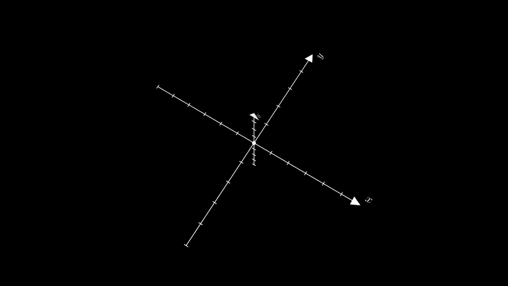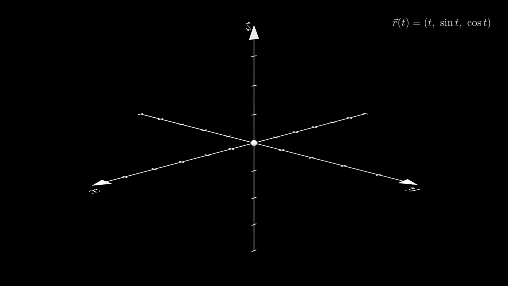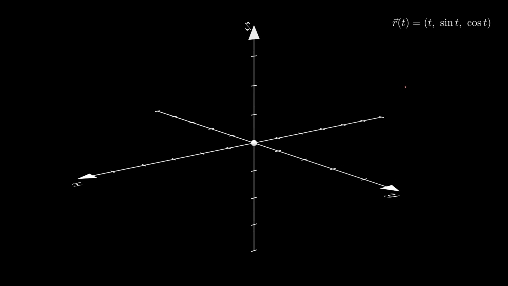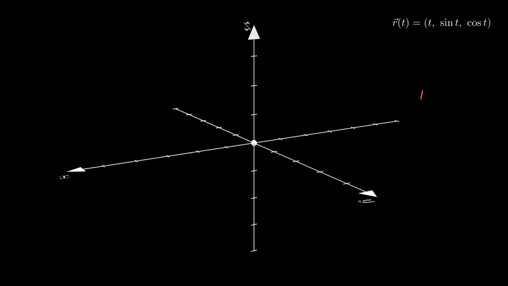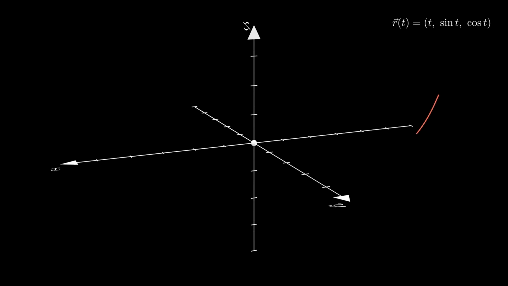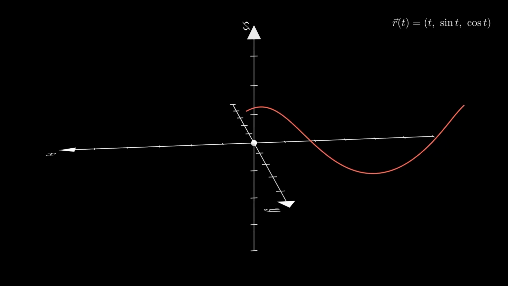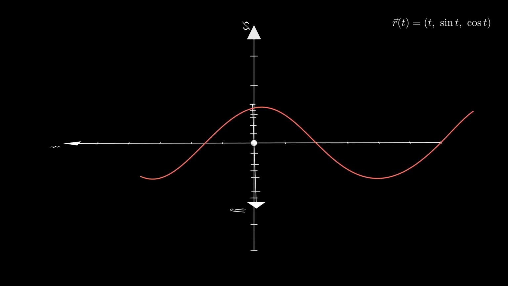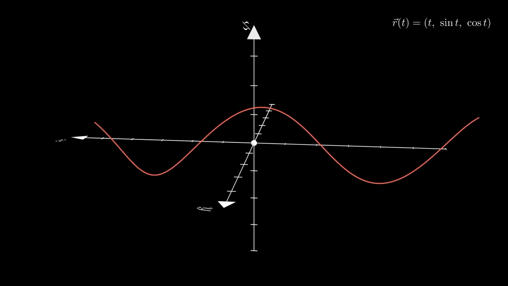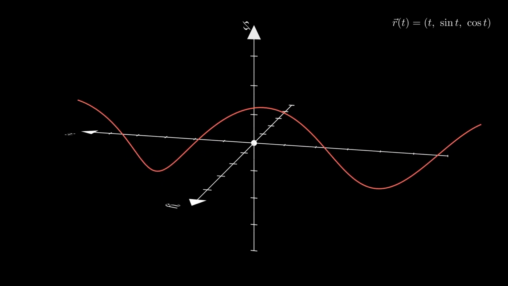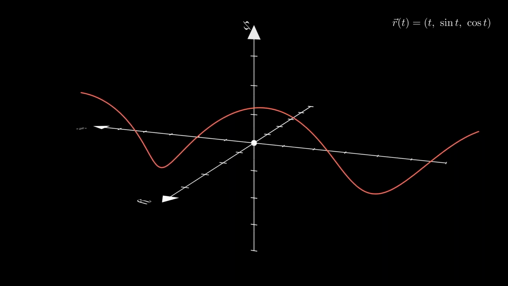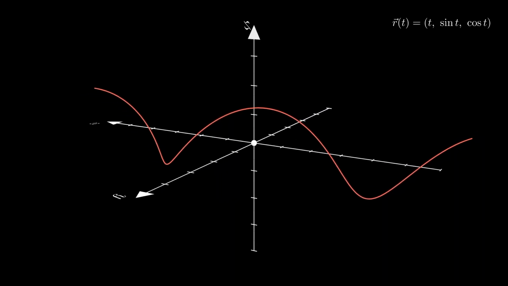Without much difficulty, we can extend the concept of vector-valued functions into 3 dimensions. In this example, the function is defined as r(t) = (t, sin t, cos t). Here, each value of t produces a vector with 3 components, one for each spatial direction. The x component increases linearly with t, while the y and z components oscillate sinusoidally. As a result, the curve wraps around the x-axis in a helical shape, progressing forward as t increases.